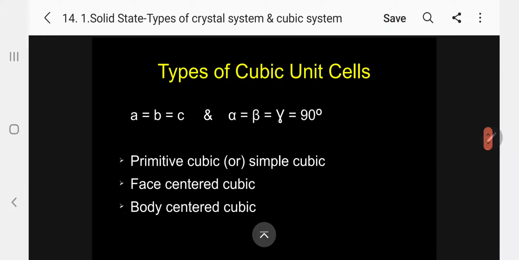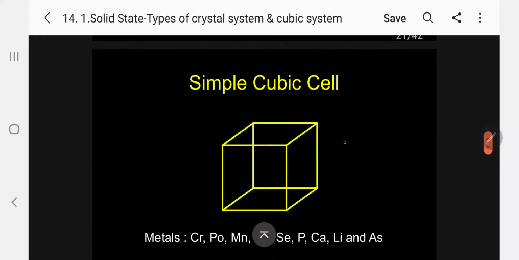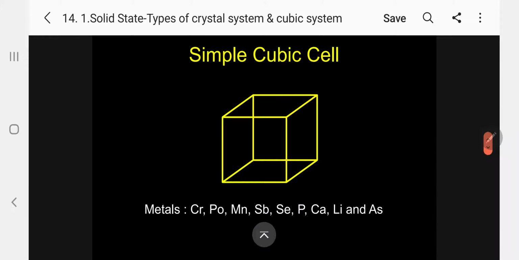Let me concentrate on the cubic unit cell. We know already, I have explained: intercepts are equal, a equal to b equal to c. Interfacial angles are equal, alpha equal to beta equal to gamma equal to 90. There are 3 types: primitive or simple cubic, face-centered cubic and body-centered cubic. Kindly follow. I am now taking the simple cubic cell first. Under the simple cubic cell, there are 8 corners.